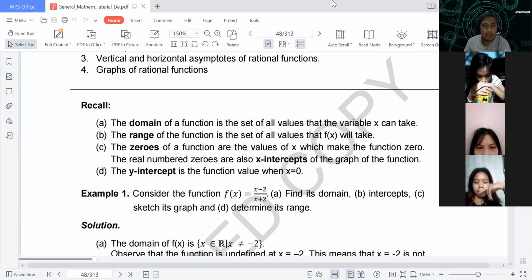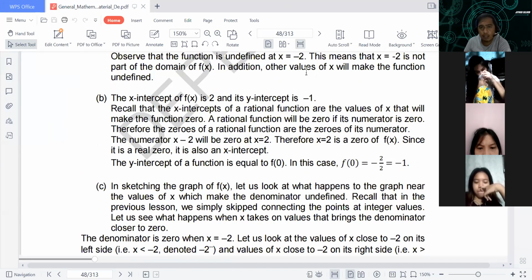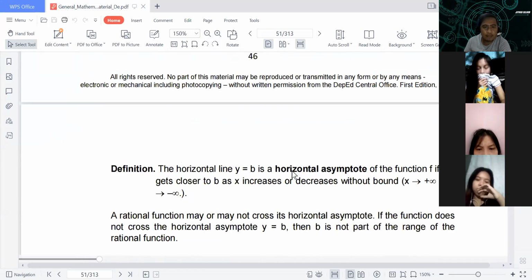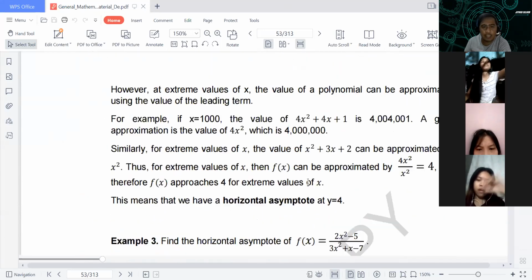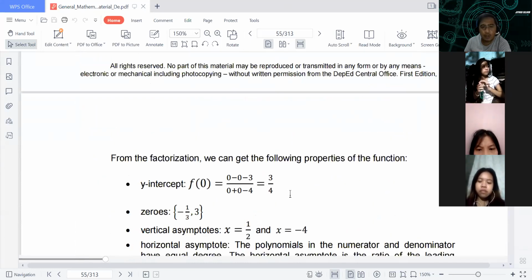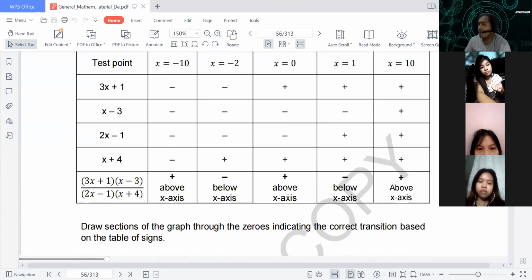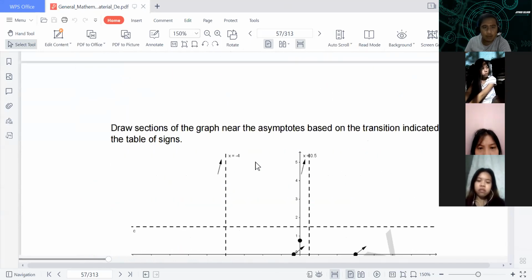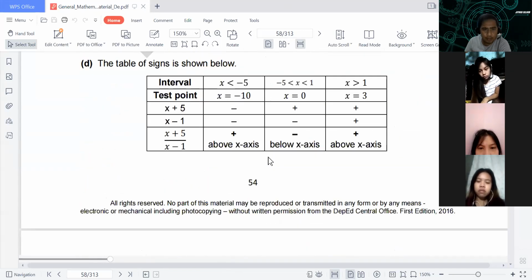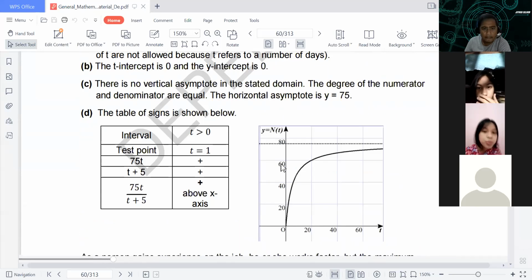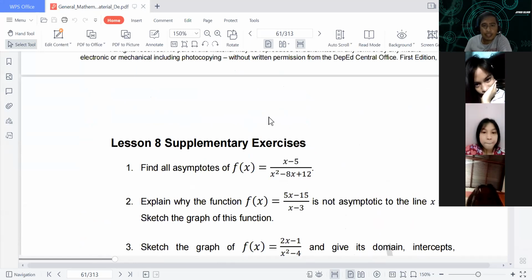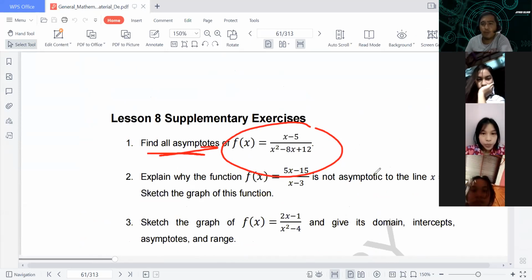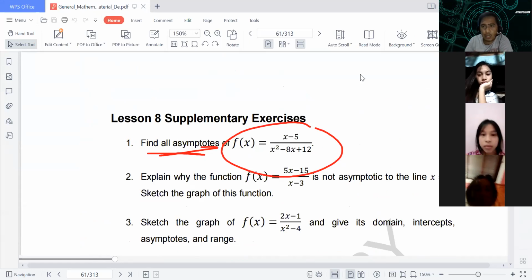Okay? Let us have an example so that you will understand what I am talking about. I will go over later the procedure on how to find the domain, range, x-intercept, y-intercept, horizontal asymptote, and vertical asymptote. Say for example, we have this function. Never mind the instruction. All we have to do is graph this one.